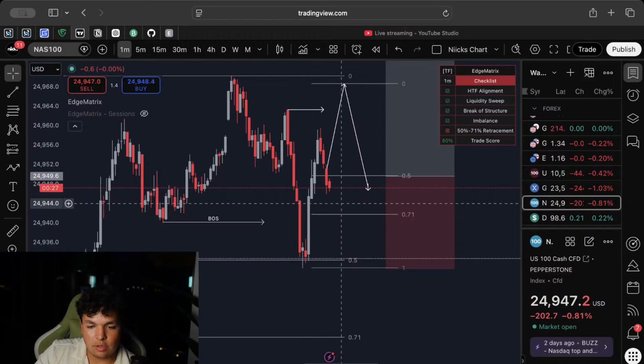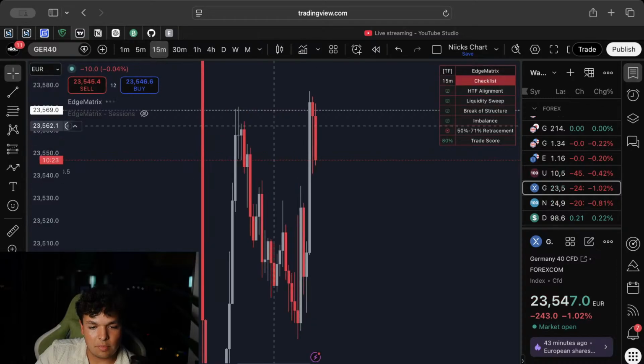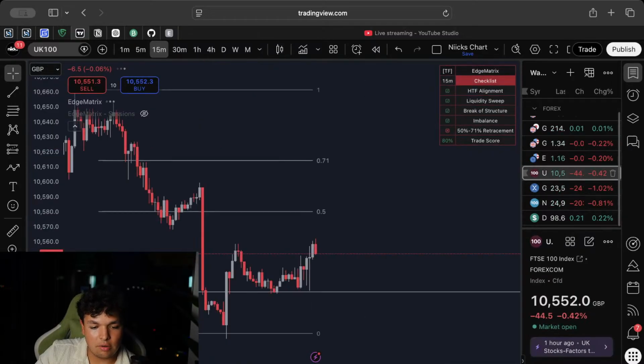DAX, UK 100, I don't think I'm going to take anything. DAX is not having a good reaction at these highs. We really just came up, not a lot of displacement. Yes, we can go higher, but I'm going to be a little bit iffy on that.